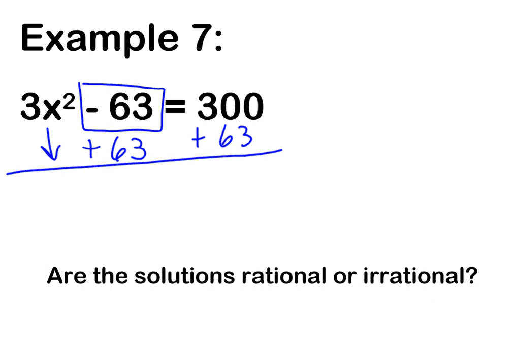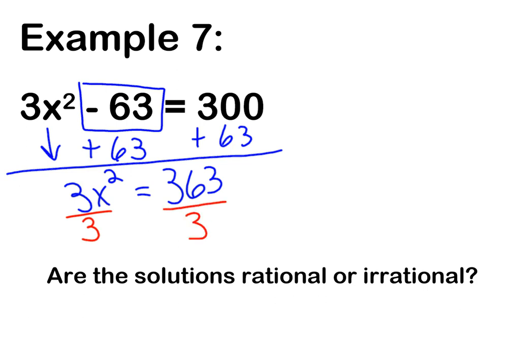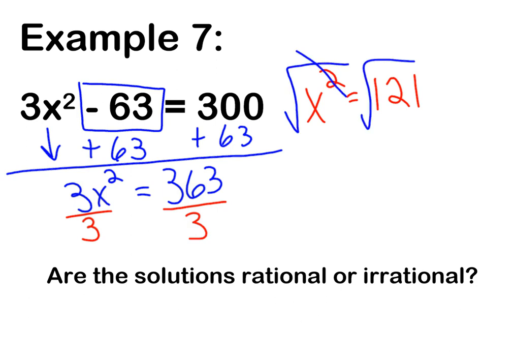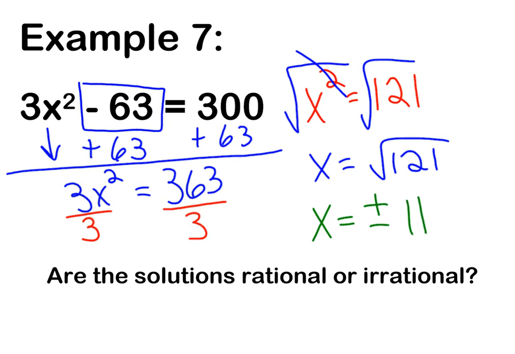That is going to drop down my 3x squared, which equals 363. Now I have a problem, just like the previous one, where I need to get rid of my coefficient by dividing. That gives me x squared equals 121. My last step is to get rid of my square by square rooting. I do it to both sides. X equals the square root of 121, which I know means it is positive and negative 11. It is rational because it is a perfect square.